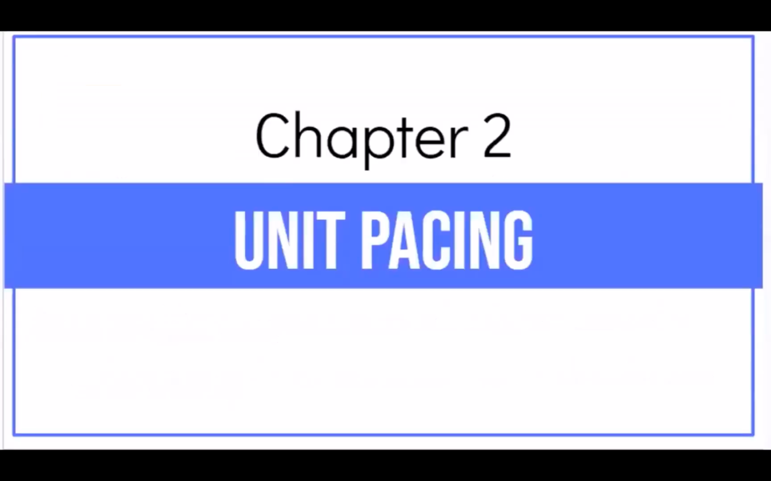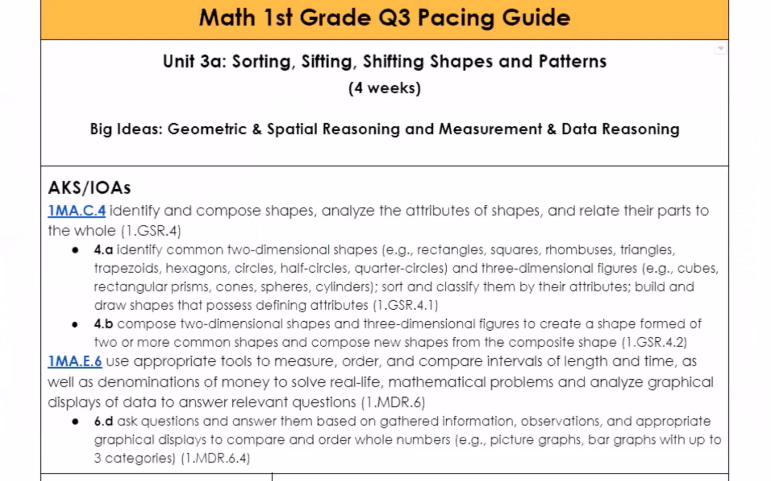In this portion of the video, we will look at the pacing guide to see how the AKS and IOAs have been paced out over the course of the unit. At the top of the pacing guide, we see the name of the unit, the big ideas for the unit, and the suggested pacing. This unit will focus on geometric and spatial reasoning and measurement and data reasoning. The suggested pacing is about 4 weeks.